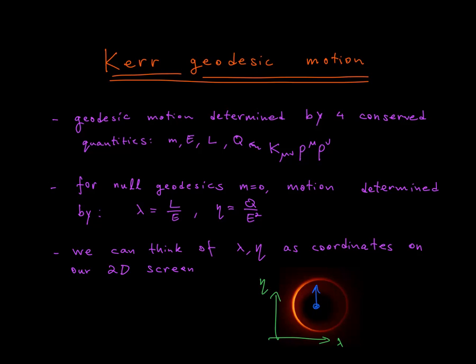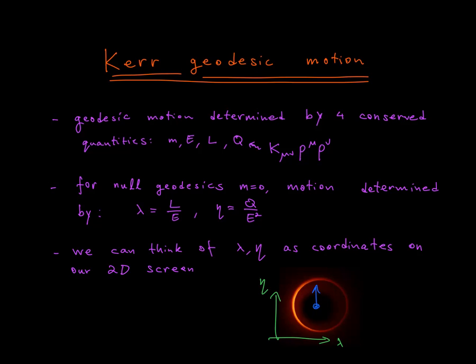And that Carter constant is not related to an isometry of the space-time. It's related to a more hidden symmetry. In particular, it's a Killing tensor. And so the Carter constant is quadratic in the momentum, the contraction of the momentum with this Killing tensor K, roughly. Okay, that's in general about Kerr geodesics.